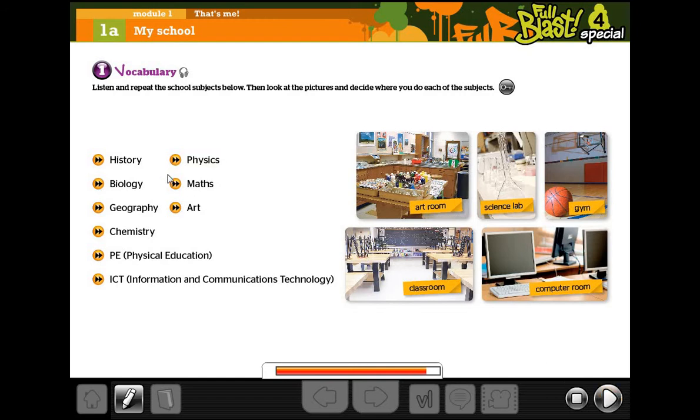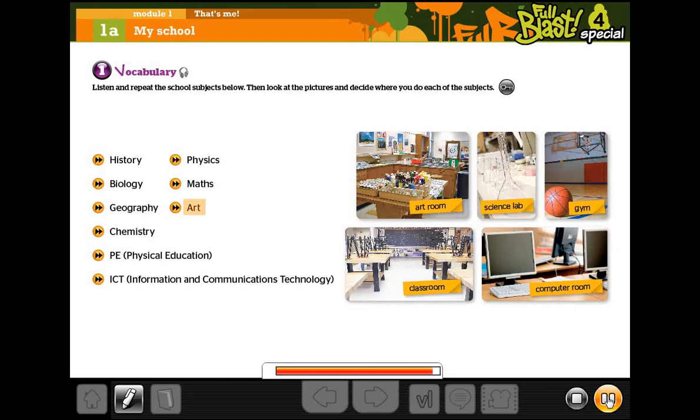Physics. Please repeat after me. Physics. Where do you do physics? In the art room or science lab? Very good. Science lab. Let's continue. Maths. Repeat again. Maths. Where do you do maths? Very good. In the classroom.